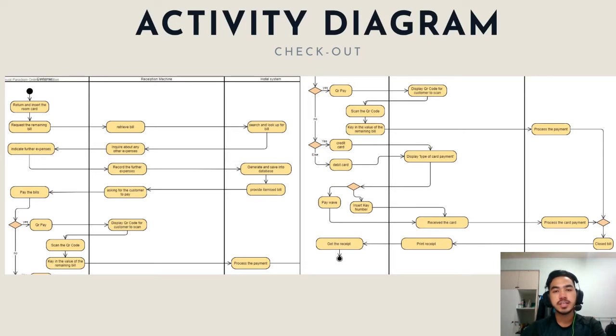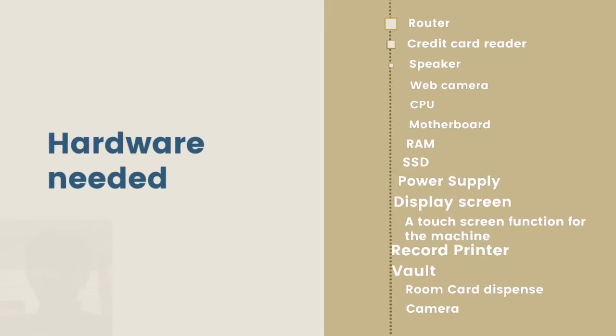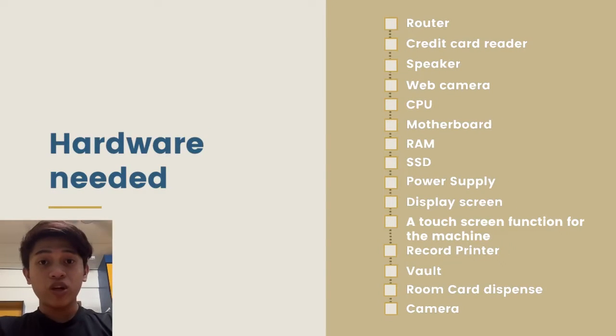So the last one is the checkout activity diagram. As you can see, it is still the same as the previous activity diagrams, which is customer, reception machine, and hotel system, and it starts from the customer, where they return and insert the room key card, and at the end they can get the receipt. So next, I'm going to talk about the hardware that we use in our machine.